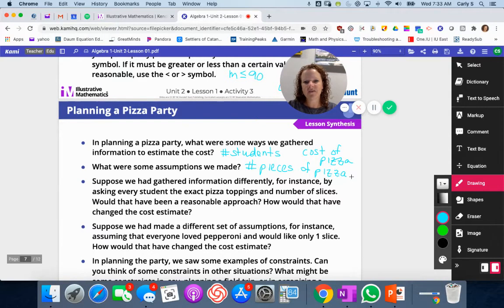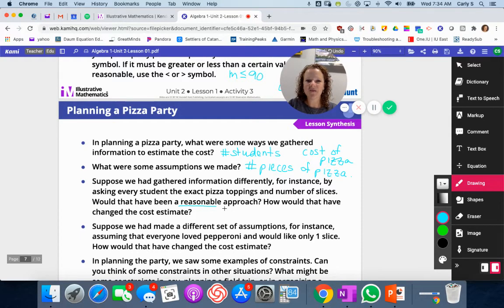Suppose we had gathered information differently, for instance, by asking every student the exact pizza toppings and number of slices. Would that have been a reasonable approach? How would that have changed the cost estimate? Our class is small enough. I think that would have been reasonable. Especially toppings. It would have been nice to get some more toppings. I bet our cost would go up.